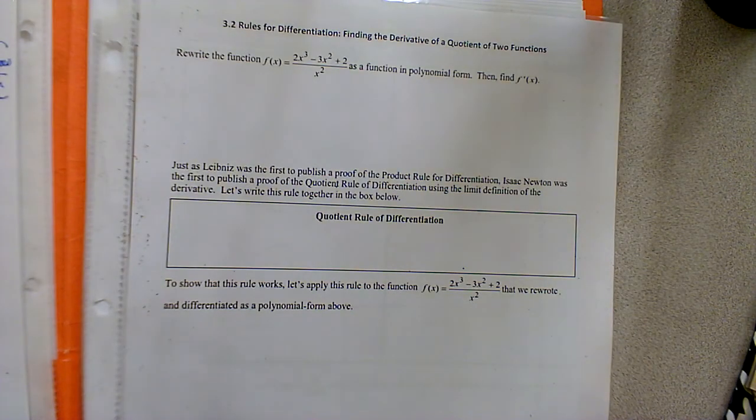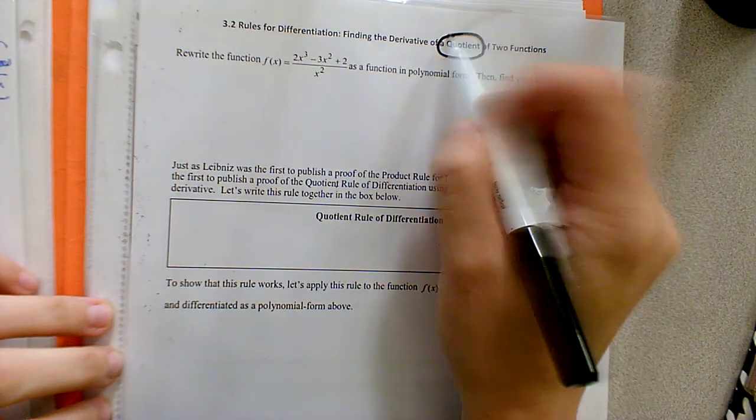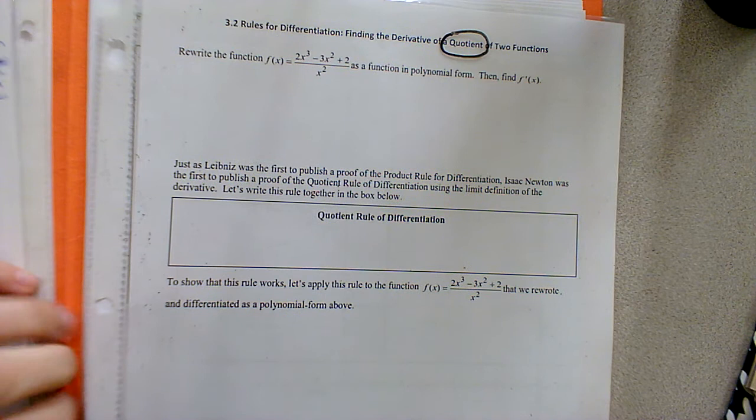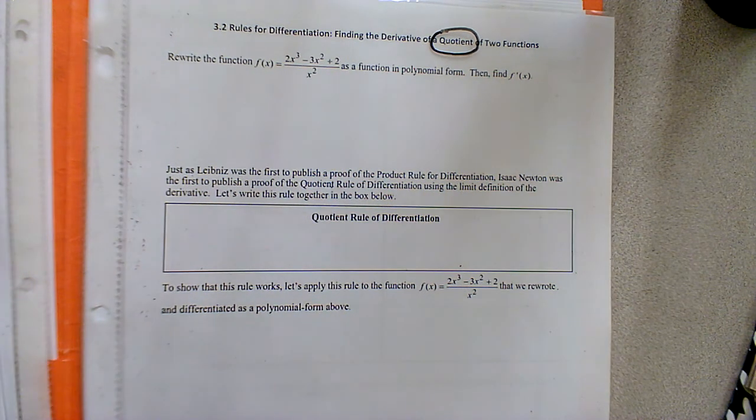So in our next section, 3.2, we're going to take a look at another derivative shortcut, and this shortcut is going to involve dividing two functions together, so we can appropriately refer to it as the quotient rule. So in the last section, we looked at the product rule when we're multiplying two things together. So for this one, we're going to look at the quotient rule where we are dividing two things together.